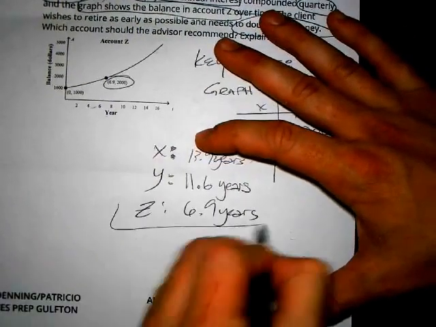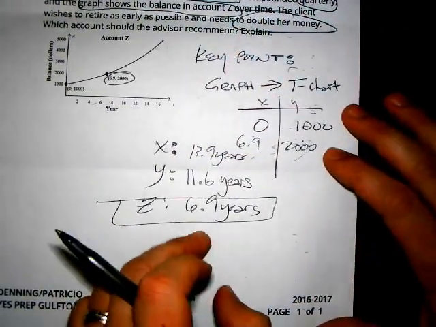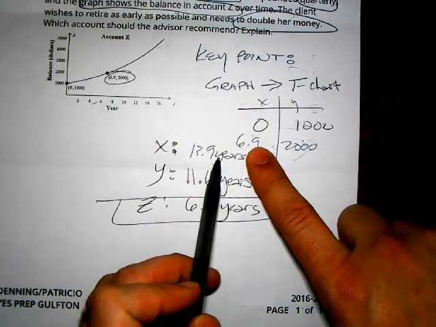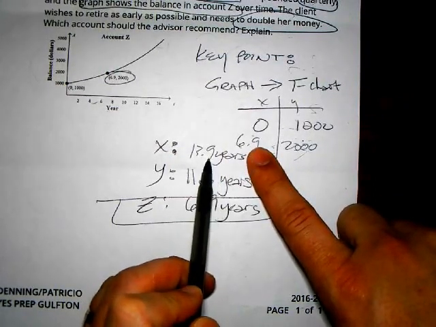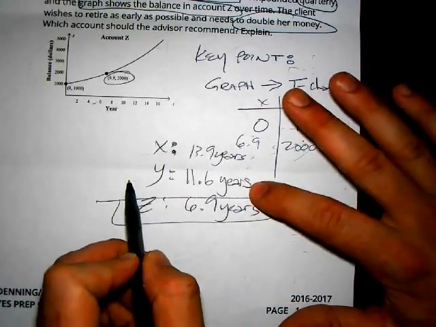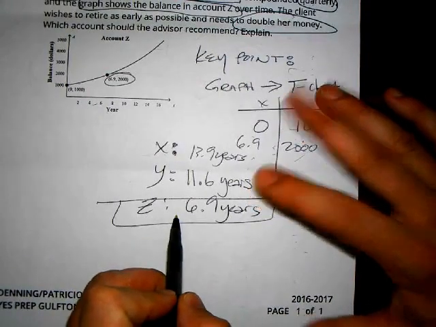Account Z, for sure. It's only going to take 7 years to double my money. This one is almost 14 years, which is double the amount of time for my money to grow. So this is not going to be a good one, and this one isn't going to be a good one either. I want to go with this one.